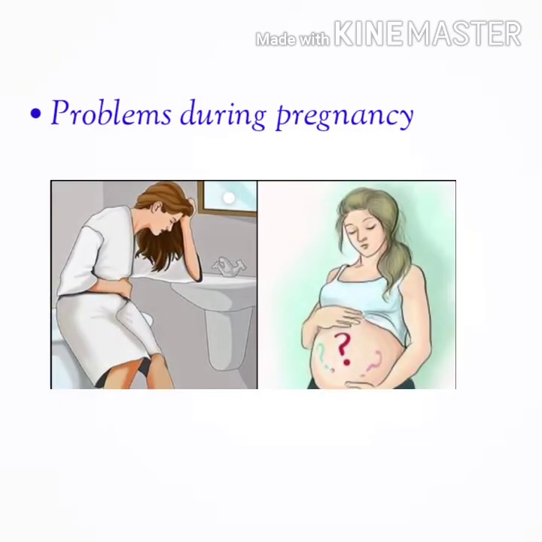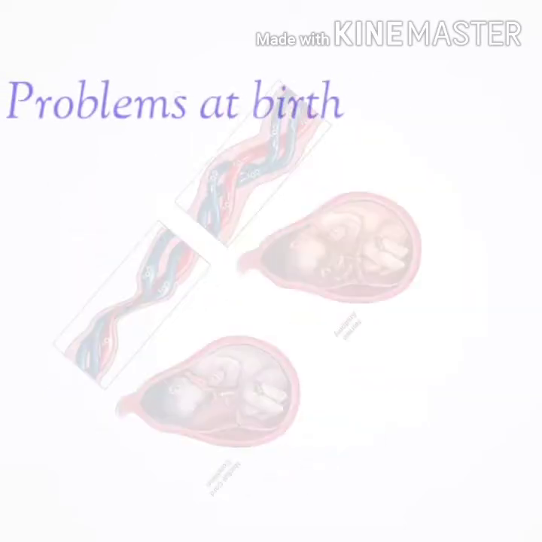The next is problems during pregnancy. So poisoning of the unborn baby from alcohol or other drugs, malnutrition, illness of the mother. The example here is HIV. Nagka-problema ang mama, nagka-HIV, nagka-venereal disease or rubella or toxoplasmosis or cytomegalovirus. The next is problems at birth.